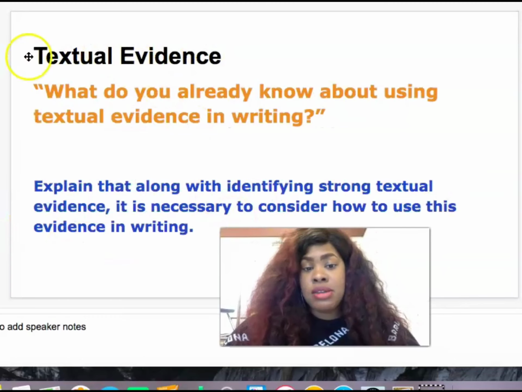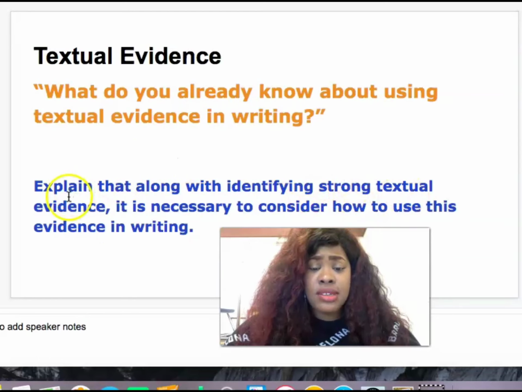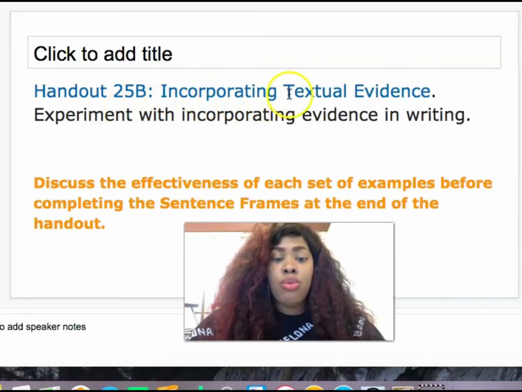So let's talk a little bit more about textual evidence. What do we already know about using textual evidence in writing? I want to tell you guys that along with identifying strong textual evidence, it is necessary to consider how to use the evidence in writing. How is textual evidence used in the most effective way? So in handout 25B, I want you to look here, and this one is called Incorporating Textual Evidence. So now we're going to start experimenting with incorporating evidence inside of our writing.